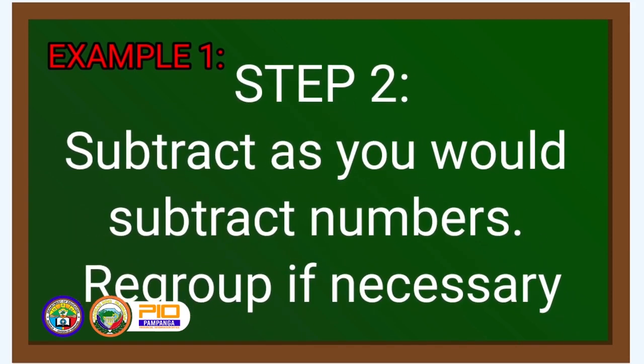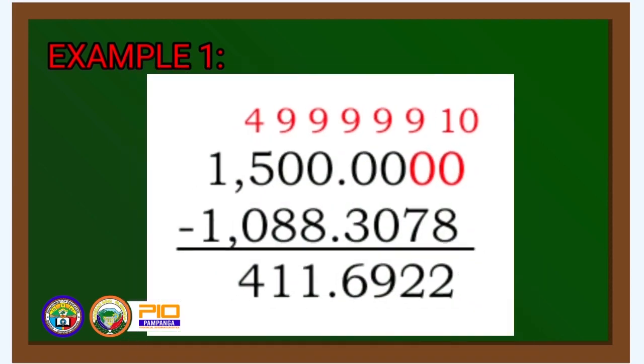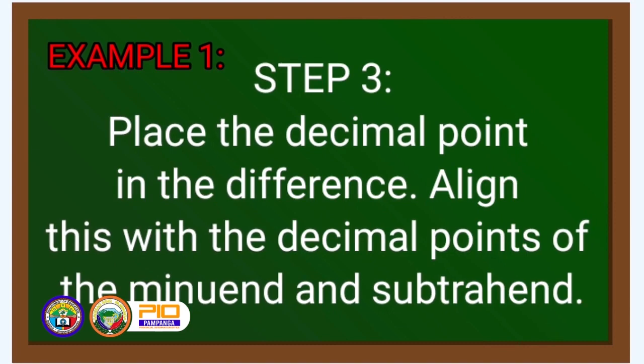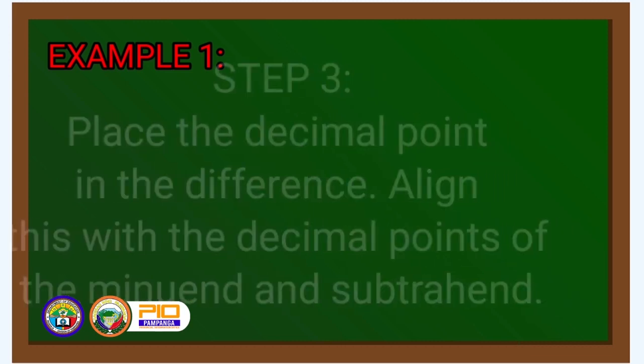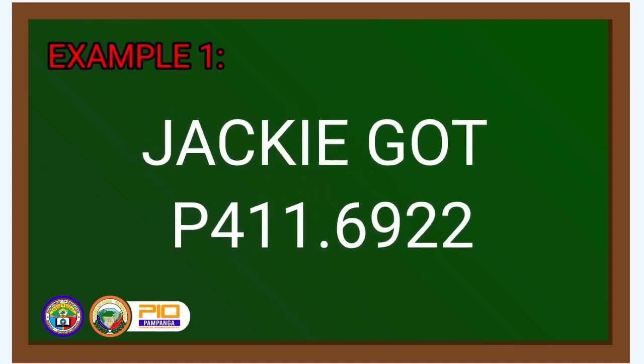For step 2, subtract as you would subtract whole numbers. Regroup if necessary. For step 3, place the decimal point in the difference. Align these with the decimal points of the minuend and subtrahend. Therefore, Jackie got 411 and 6,922 ten thousandths.